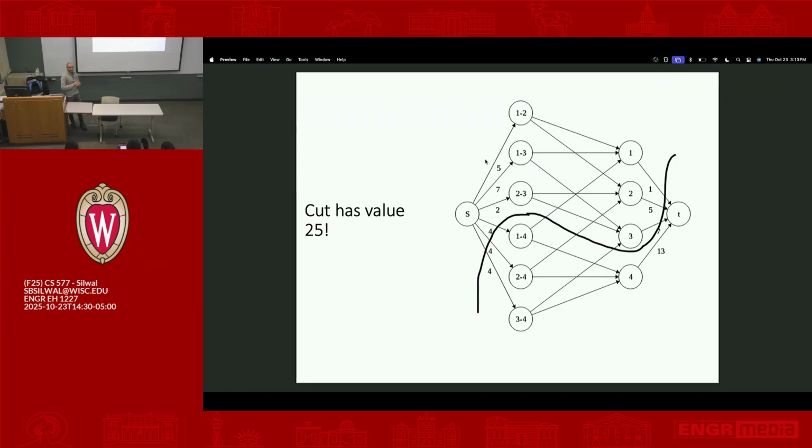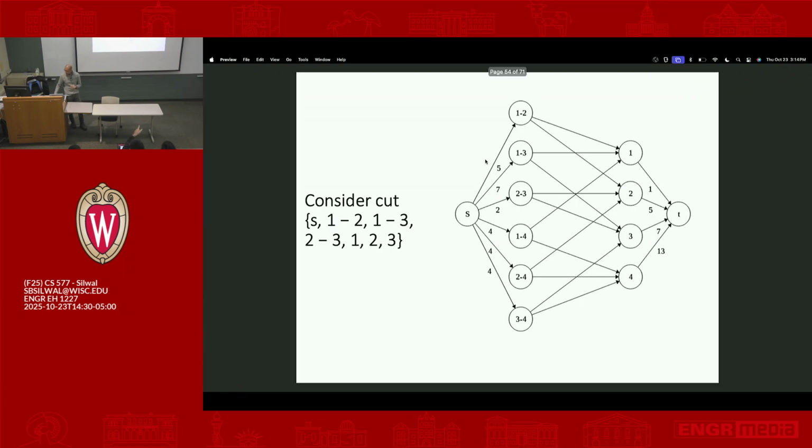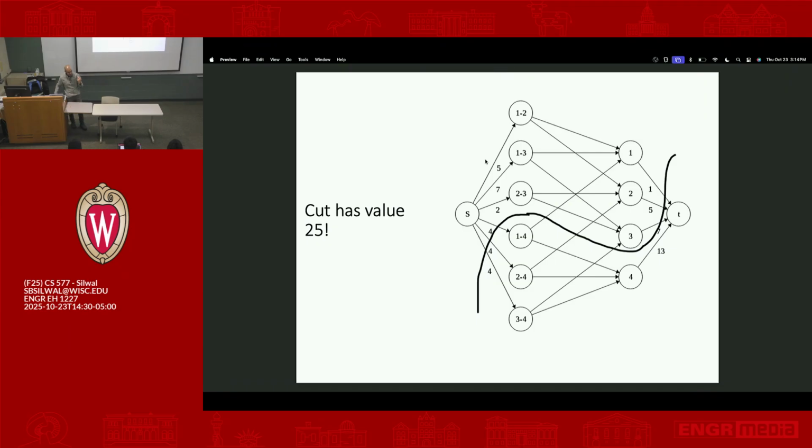Yeah. So you said that this cut is the max cut. No, this is a cut. I'm just giving you a cut. It's at least as big as the min cut, because it's a cut. This cut has value 25. That means the min cut can only be smaller, so 25 or below. That means the flow can never be bigger than 25, because max flow equals min cut.